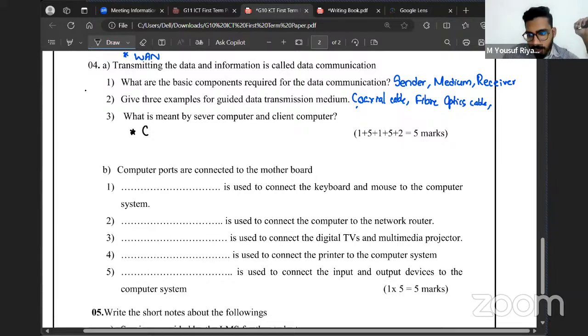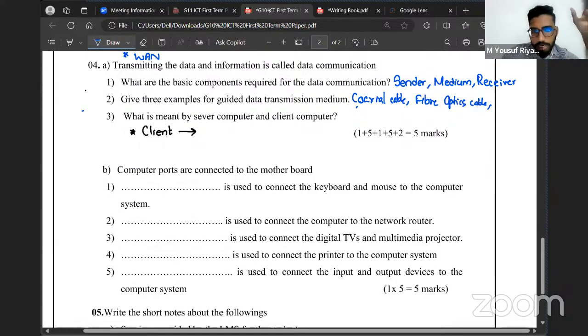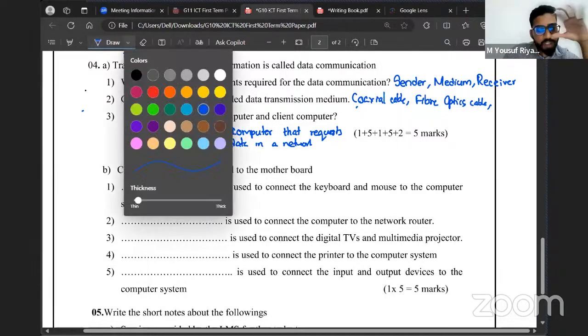Exactly. Okay. If you take client computer, is client computer going to request for data or respond to the data? Exactly. Client computer is a computer that requests for data in a network. And then what will the server computer do?